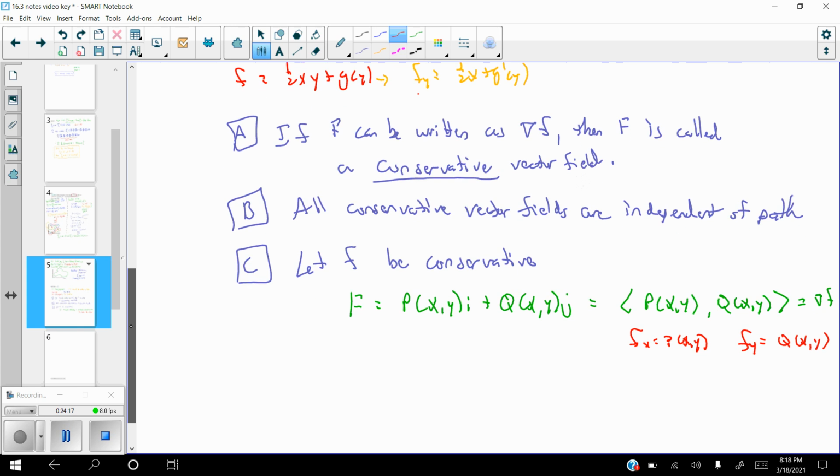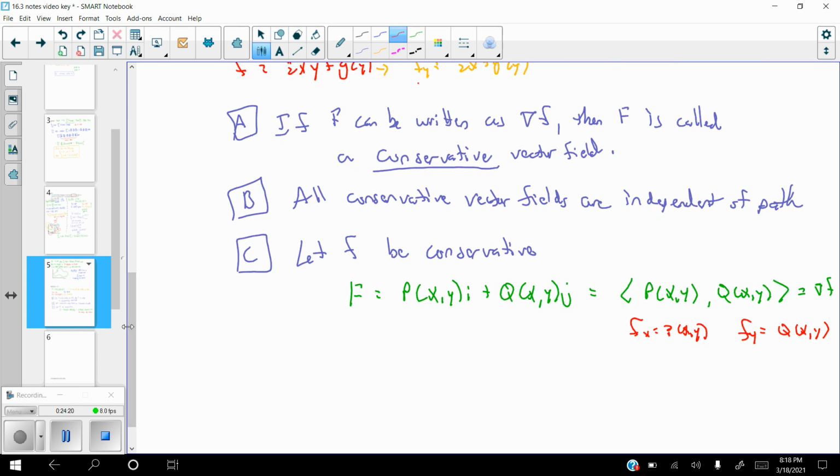Okay, and here comes the important part. Here comes the end-all be-all to this. One thing that we should hopefully remember, and this is going back a ways, is that by Clairaut's theorem, the second partial derivatives are equal to each other. So if I were to take f sub xy, that should equal f sub yx. And that's what Clairaut's theorem states.